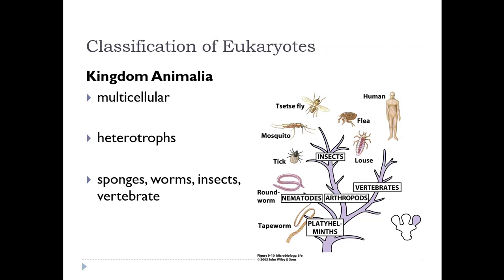Moving on to animals, also multicellular. We have to get our energy from somewhere else, because that's why we eat. And other organisms under this category are sponges, worms, insects, and other vertebrates. So there you go. And that's the end of chapter 1.